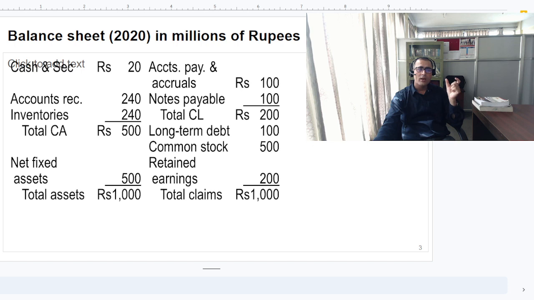Okay, now look at this example. We have a balance sheet, and the total assets are 1000, which includes cash and securities, accounts receivable, inventories, net fixed assets, total assets. While under the claims, or you can say debt and equity, there are accounts payable, accruals, notes payable. That's the total current liabilities. CL is the current liabilities, which is also called the short-term liabilities part. While long-term debt is there, common stock, retained earnings. But this is about last year, 2020.